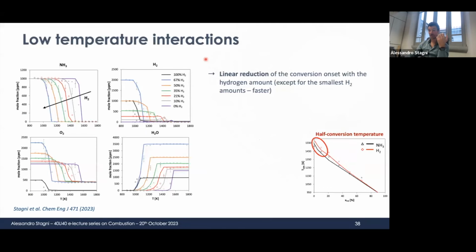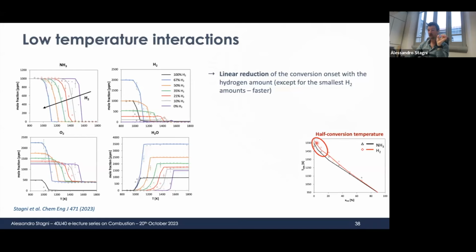Moving to low temperature, we started, still together with the help of CNRS, and we studied ammonia hydrogen oxidation with different amounts of hydrogen. In this case, at low temperature, we observed a linear reduction of the conversion onset with the hydrogen amount. You can see here in the bottom right the half conversion temperature, which is linear, except for the smallest hydrogen amounts, where this derivative is faster.